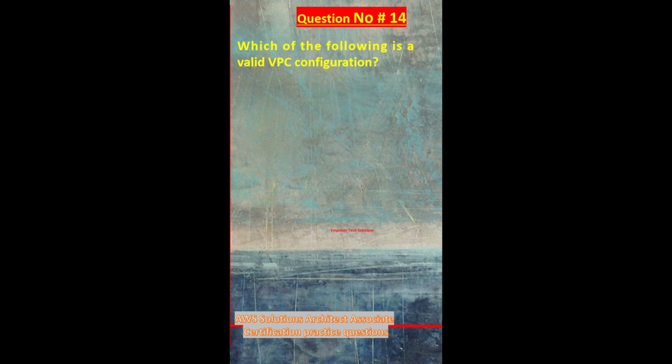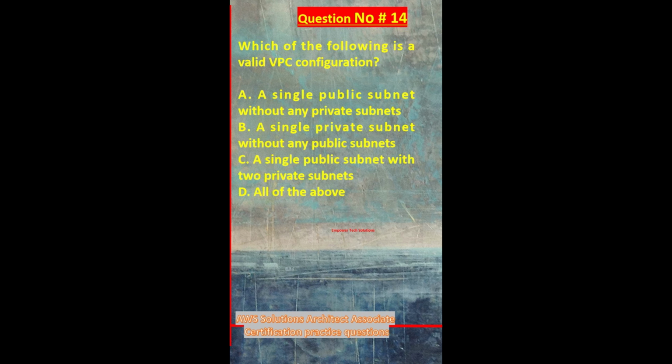Which of the following is a valid VPC configuration? A. A single public subnet without any private subnets. B. A single private subnet without any public subnets. C. A single public subnet with 2 private subnets. D. All of the above.